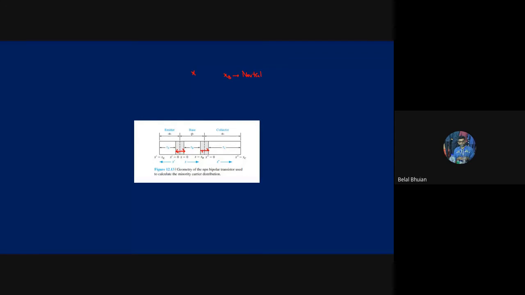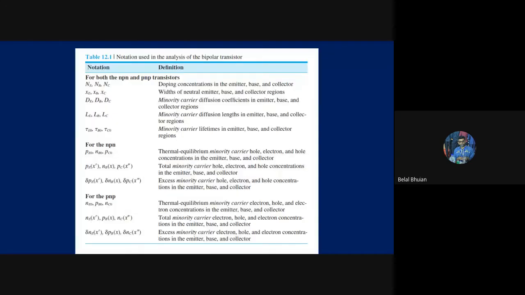Okay, this is already given here. Okay, notations I am giving here. So notations: Ne, Nb, Nc are doping concentrations. Xe, Xb, Xc are widths of the neutral emitter, base, and collector side. So Xe is the width of the neutral emitter side. Xb is the width of the neutral base side. Xc is the width of the neutral collector side.